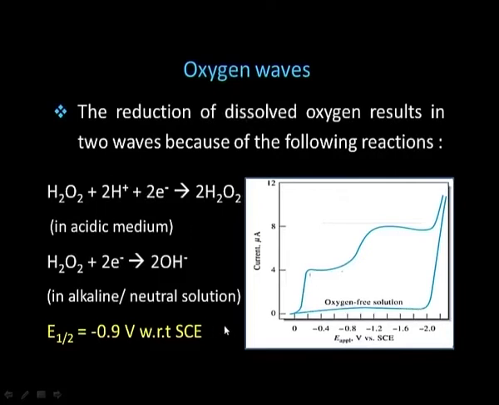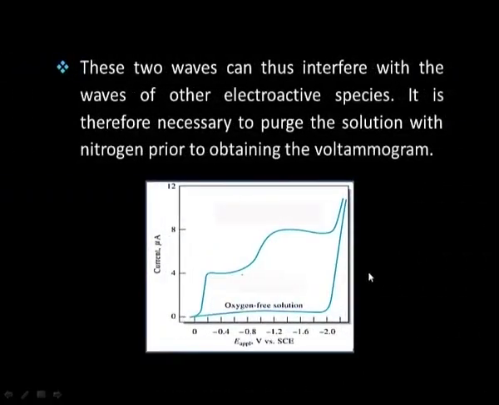Therefore, the primary requirement of polarography is that we must bubble nitrogen to remove dissolved oxygen, otherwise these two waves will always interfere with the reduction of our species. These two waves can thus interfere with the waves of other electroactive species, and it is therefore necessary to purge the solution with nitrogen. Then comes the migration current.